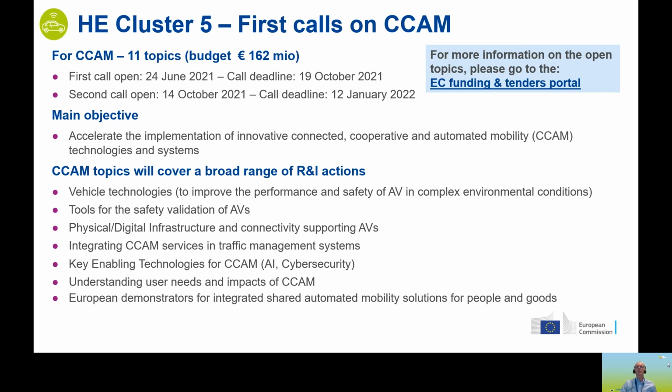So topics under the CCAM part range from research and innovation actions, developing new in-vehicle technologies or key enabling technologies that are needed for highly automated vehicles, and they go to physical and digital infrastructure or connectivity to support CCAM. But research will also look at the validation of CCAM systems and also at solutions and ways to integrate the vehicle in the transport system.